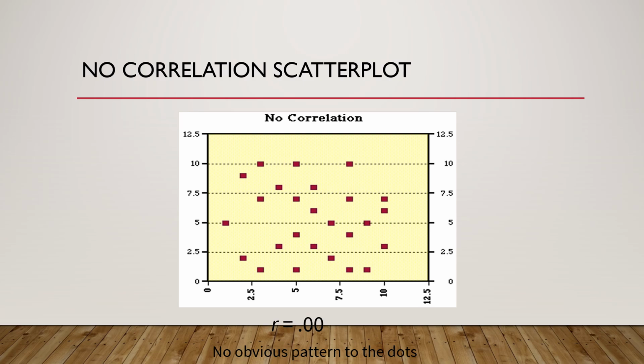You can glance at it and see there is absolutely no relationship. You can't really draw a good line, and if you did, there'd be so much error off of that line, so much variance from the line, that it would almost be meaningless. So there's no obvious pattern to these dots. You get an R of 0.00. As scores on one axis increase, there's no real relationship with the increase or decrease on the other axis.